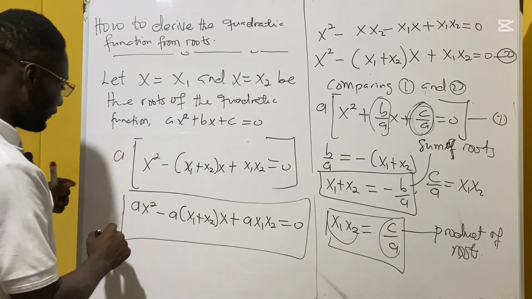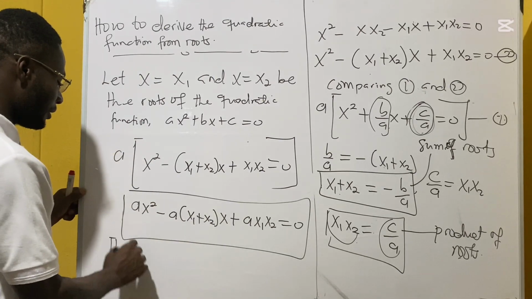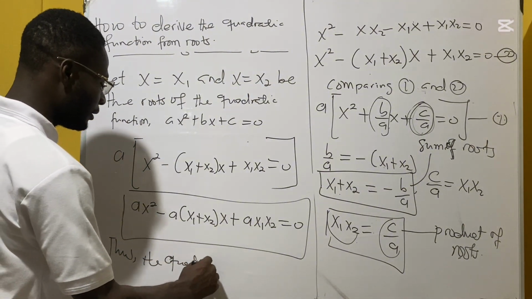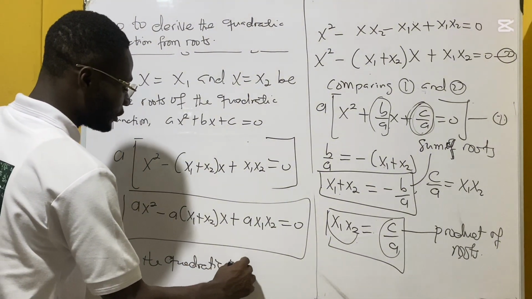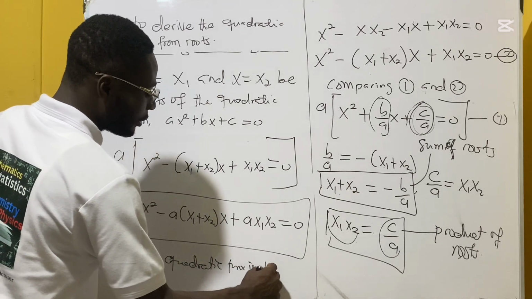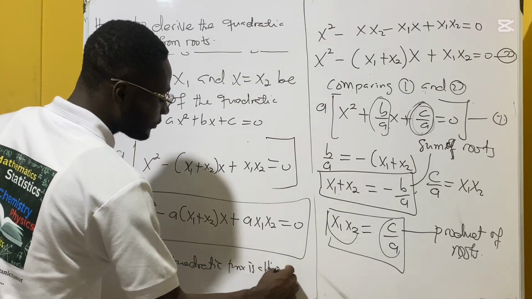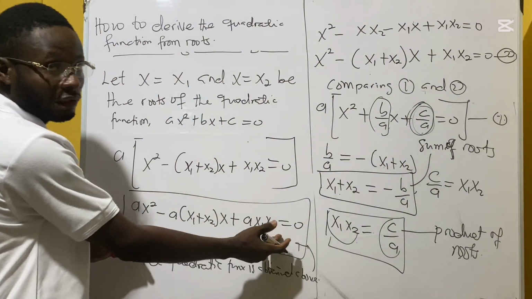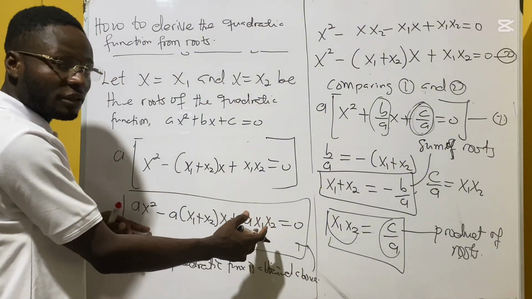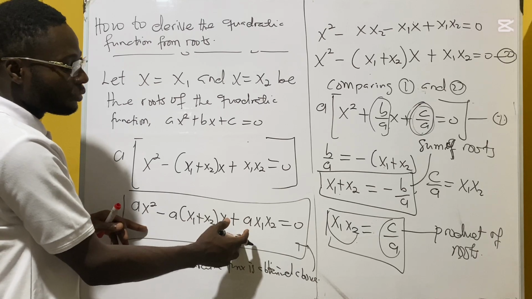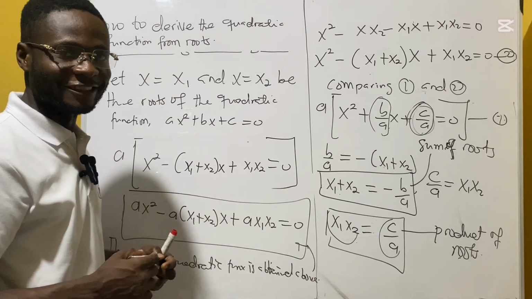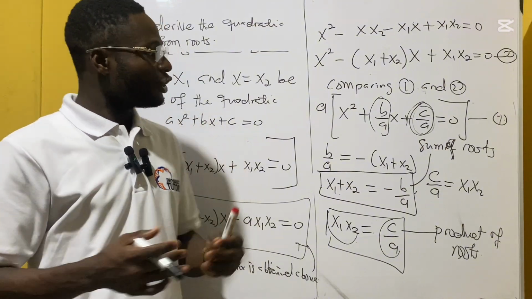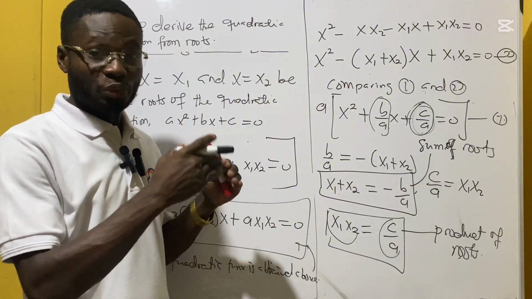Okay, so therefore, the quadratic function is obtained above, right? So that is the quadratic function derived from roots. That is interesting. Now let's look at an example to clarify this problem.